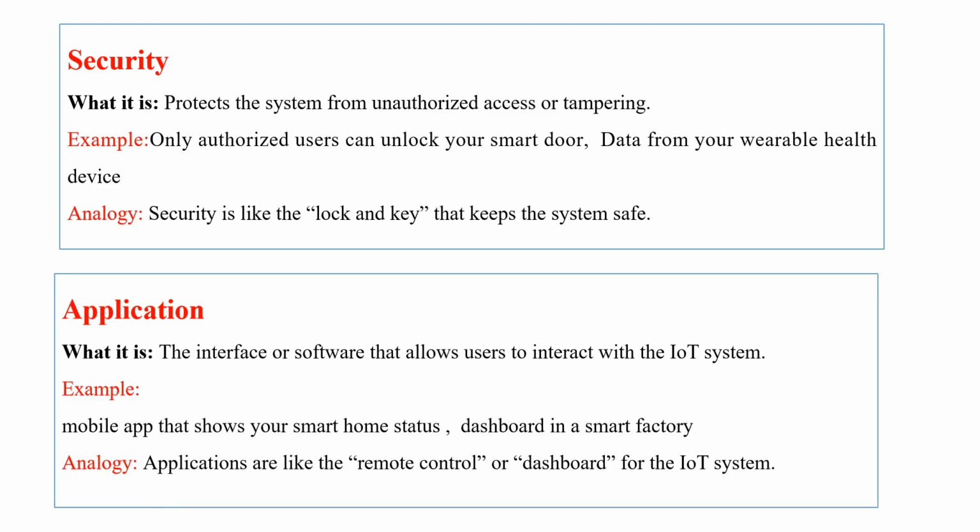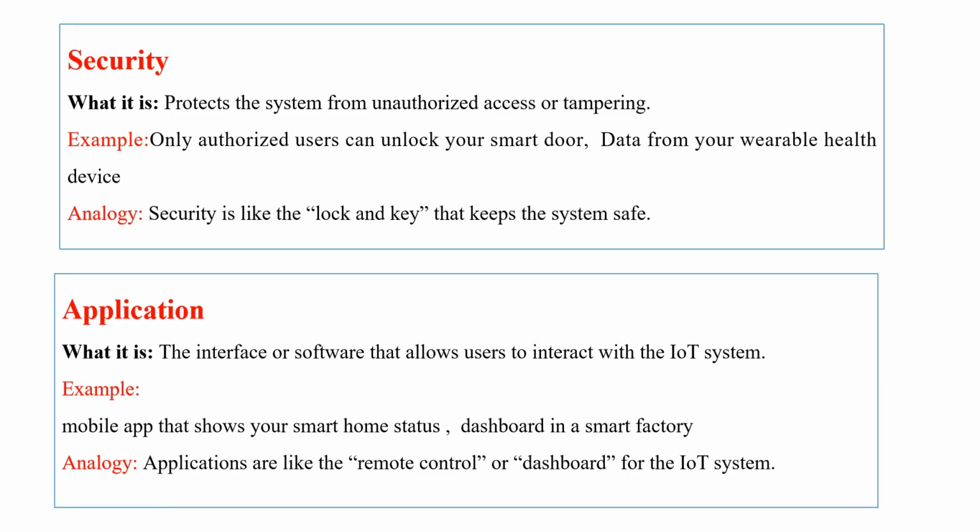Next is the application. This acts like an interface or software which allows users to interact with the IoT system. The IoT application provides an interface that users can use to control and monitor various aspects of the IoT system. It allows users to view the system status and analyze the processed data. For example, a mobile app shows your smart home status and lets you turn devices on or off.